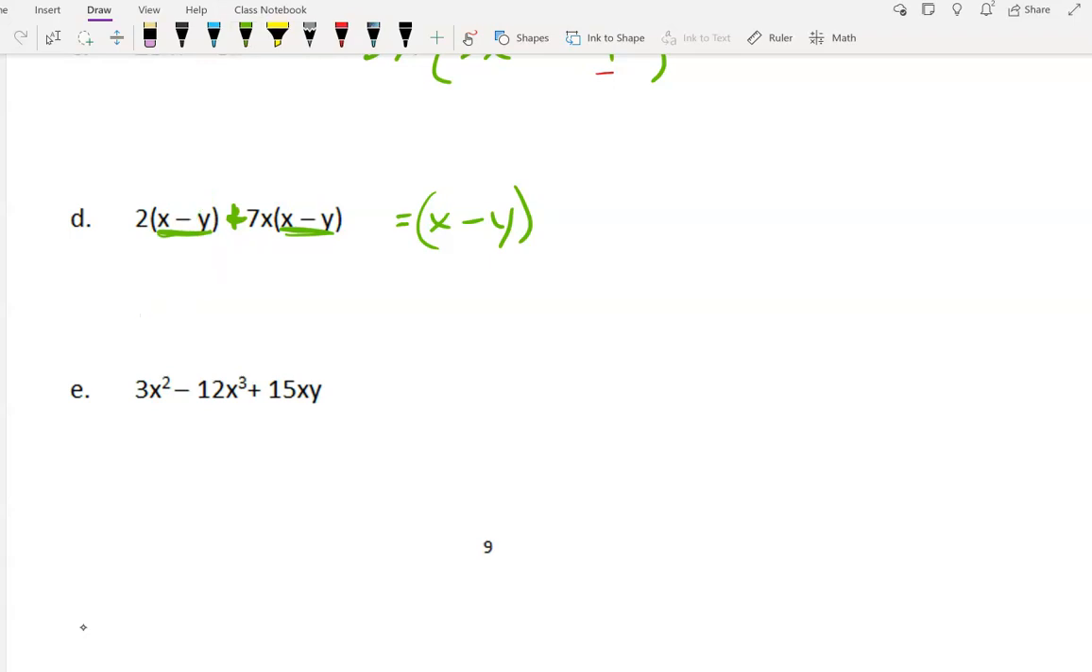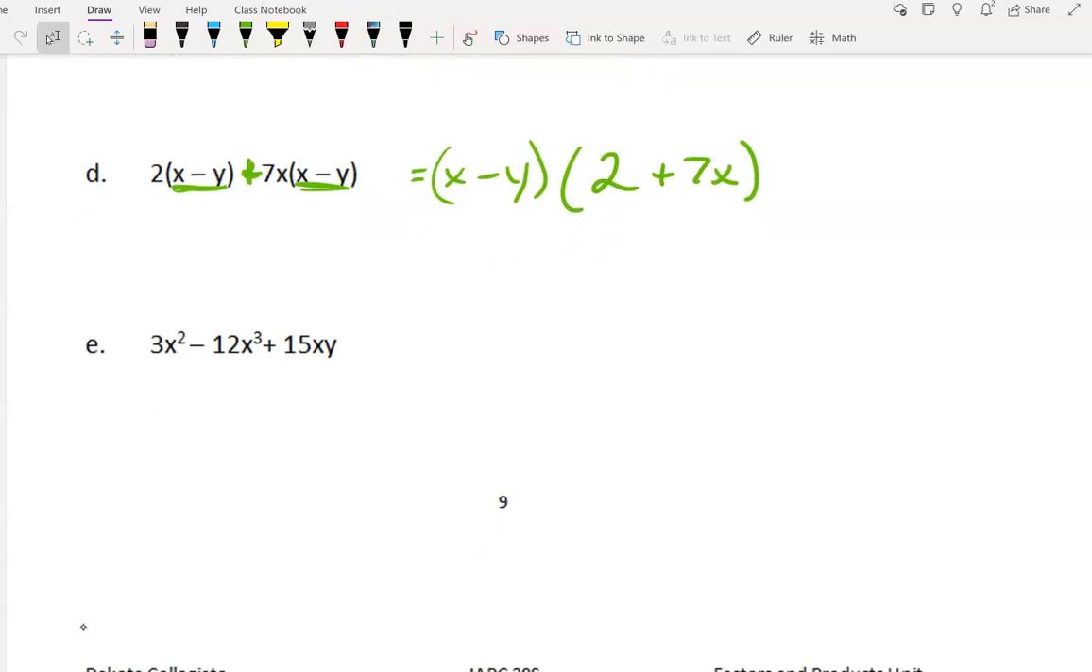Okay, so what would be left? The 2. Okay, why is it 2? Why not 1? Well, if that cancels out, you would have 2 times 1. 2 times 1 is just 2. Okay, and if I divide out the x minus y here, what's left? 7x. Okay, that one looks kind of weird, but that's the answer. All right, one more.